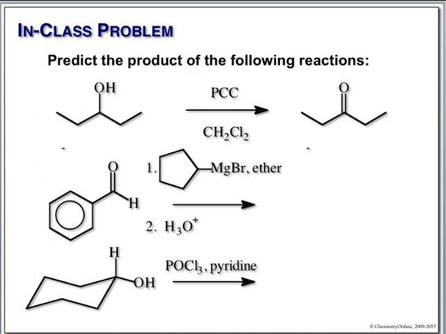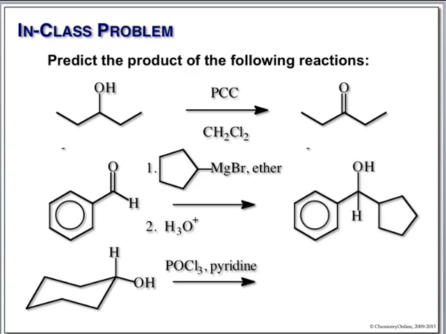An aldehyde plus cyclopentyl magnesium bromide. This is our incipient anion. It will add to the carbonyl. Because it is an aldehyde, it will make a secondary alcohol, and it will look like that.